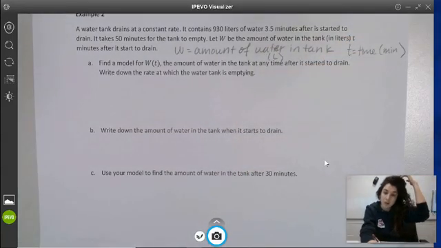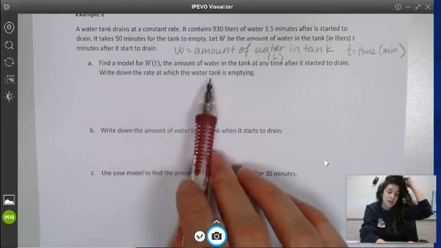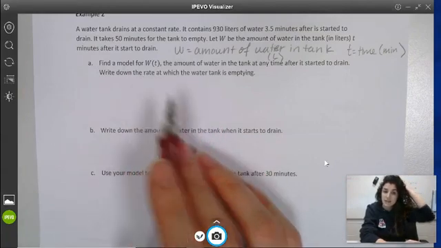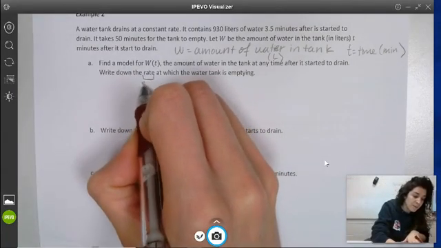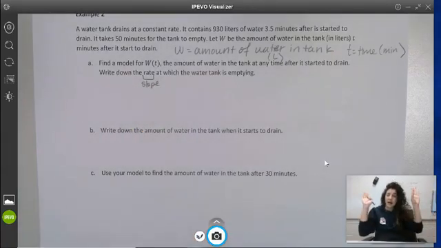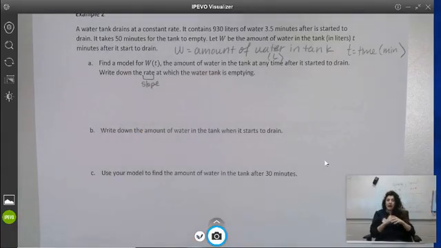We want to find a model, in other words, we want to find an equation. And then we want to write down the rate at which the tank is emptying. We know that the rate is really our slope, but I'm going to save that for later. Right now what I want to focus on is how do I write an equation for this?